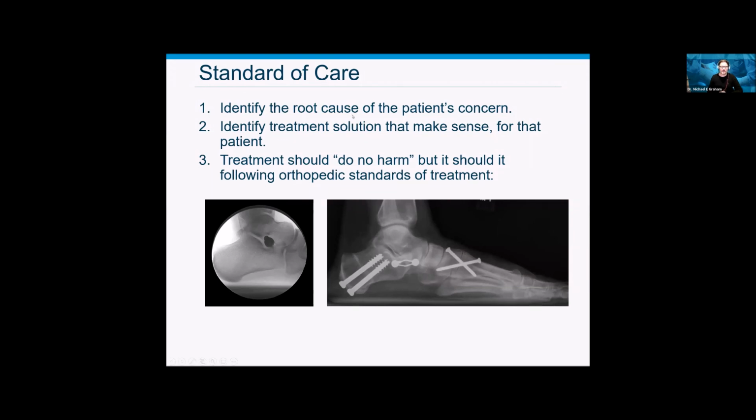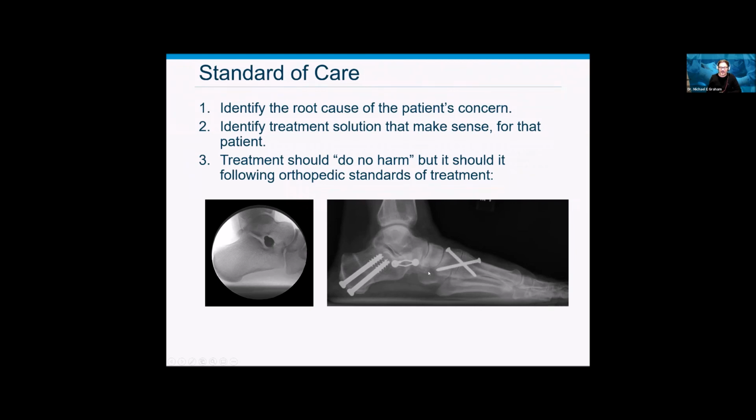Again, it's to address the root cause of the patient's concern, and that doesn't mean only to address the symptoms. And then we want to have an effective, proven treatment solution that makes sense for the patient. So does it fix the pathologic process and does it do no harm? When we go in and do a medial displacement calcaneal osteotomy, and Evans and midfoot fusions, those are great procedures, but they do harm. There are so many risks that are associated with those procedures.